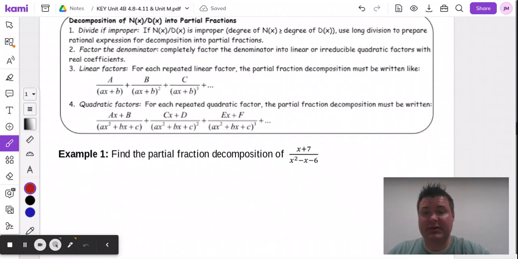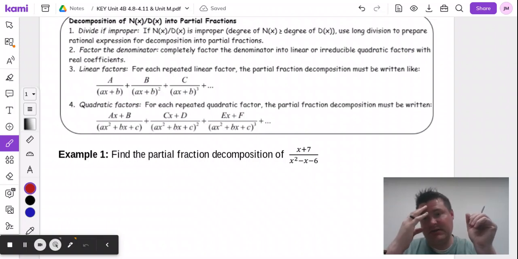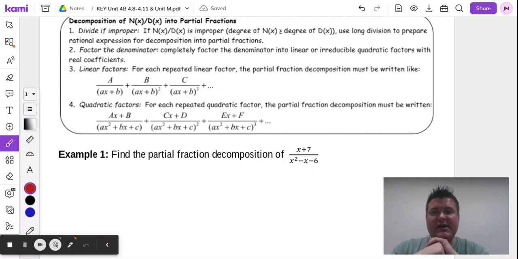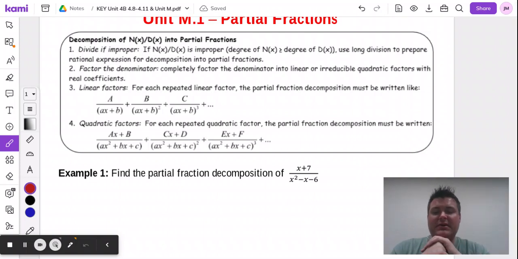Okay, so what we're going to do here, the goal is to get one fraction into many fractions. This is important to use in calculus because sometimes when we're doing a process called integrating, it's easier to integrate separate fractions than one big old whole fraction. So you can see up top there what the decomposition of partial fractions looks like. What's really important at the decomposition is to make sure that the power on the bottom is larger than the power on the top.